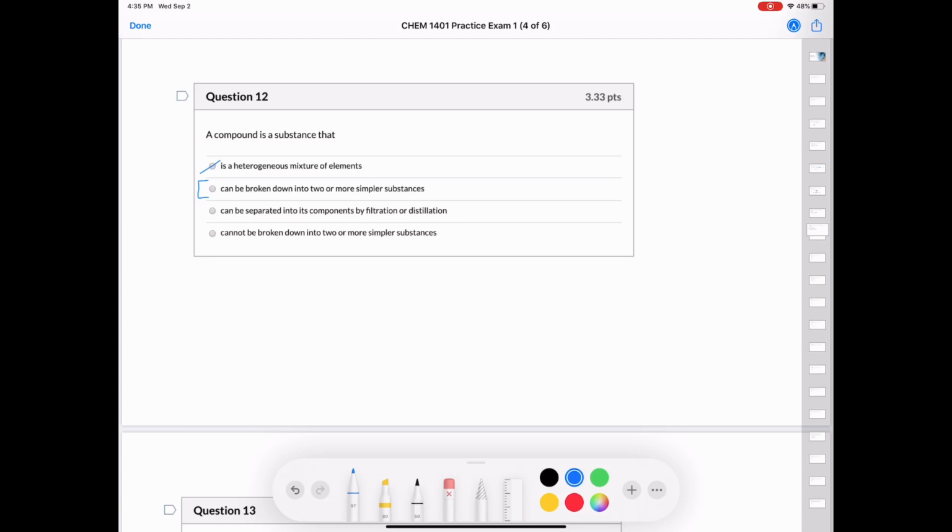Well, that's a physical process, or those are physical processes, I should say. Cannot be broken down into two or more simpler substances? So a compound is something that can be broken down into two or more simpler substances. An example would be water, which is a compound, and by the process of electrolysis that I showed you in class, which is passing a current through water, you can break it down into hydrogen and oxygen.